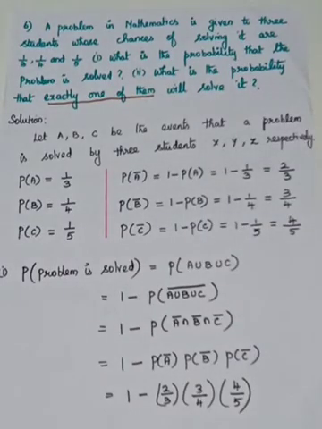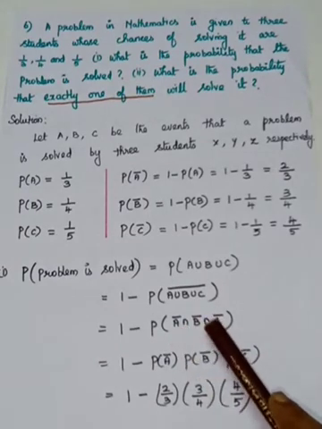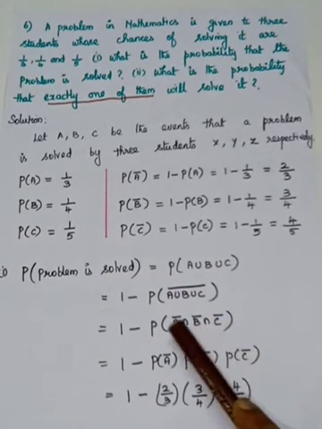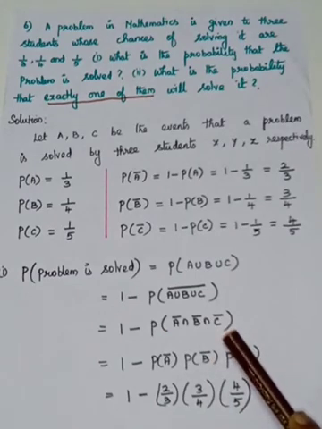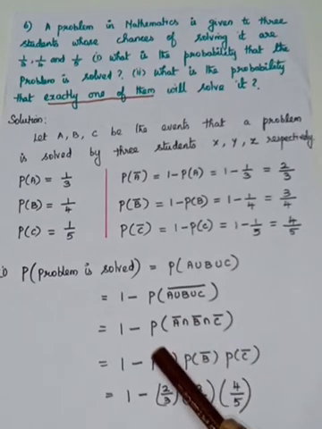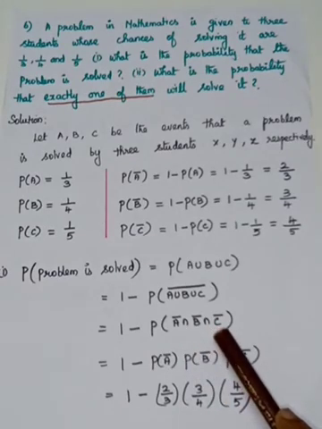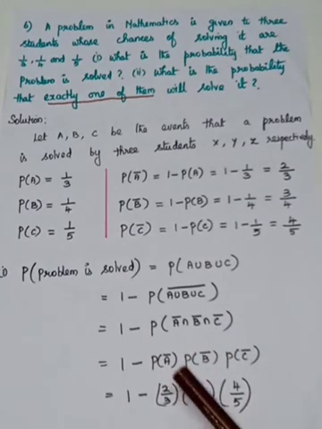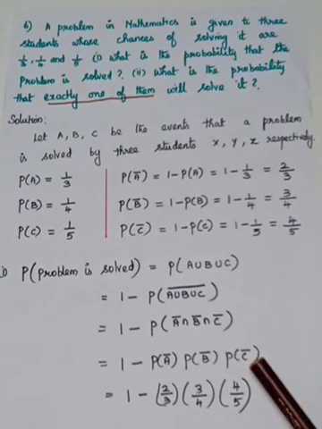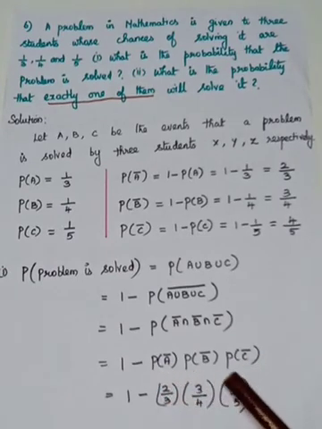So the first person's probability of solving does not affect the probability of the other. So A, B, C are independent events. If A, B, C are independent events, then A bar, B bar and C bar are also independent. So if the three events are independent, P of A bar intersection B bar intersection C bar can be written as P of A bar into P of B bar into P of C bar. So the independence result: if two events are independent, P of A intersection B is equal to P of A into P of B. So that's why we have written like this.